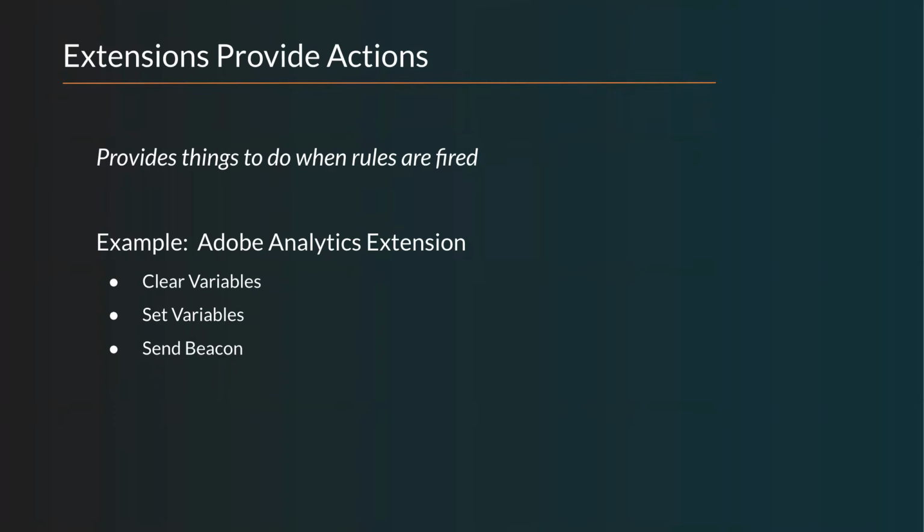Extensions provide actions. These are the things that the rule will do. So what does the rule execute when it's triggered and all conditions are met? Example actions provided by the Adobe Analytics extension, which you're probably pretty familiar with: clear variables, set variables, send beacon.